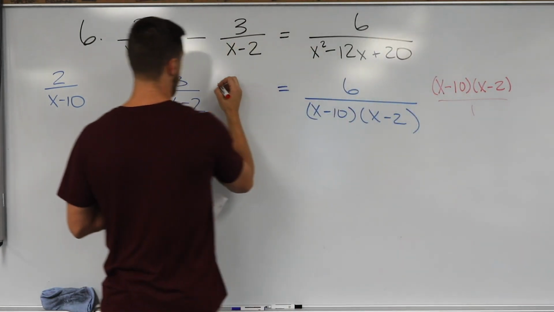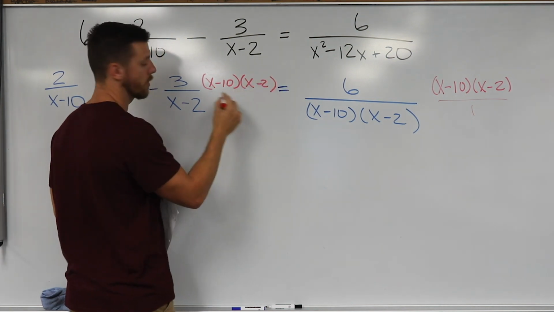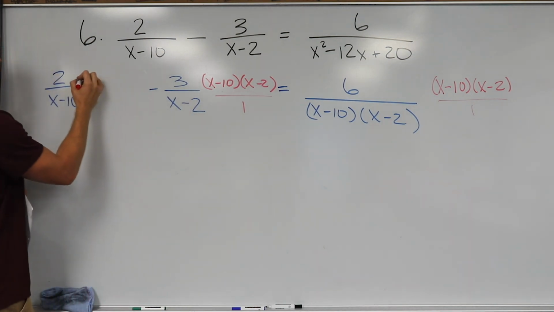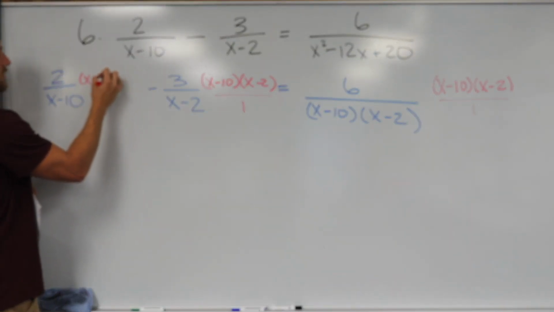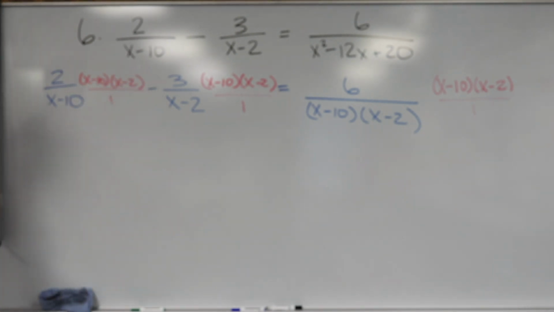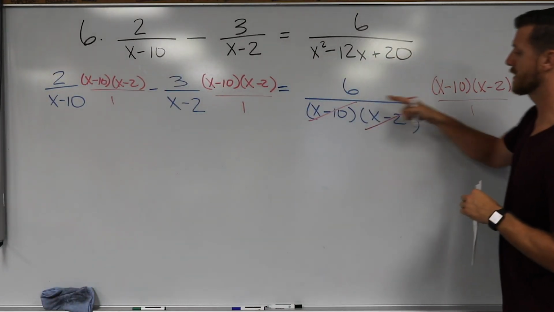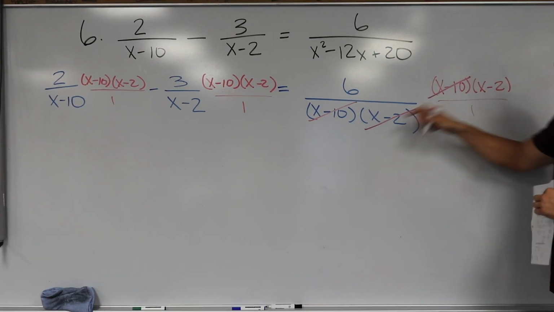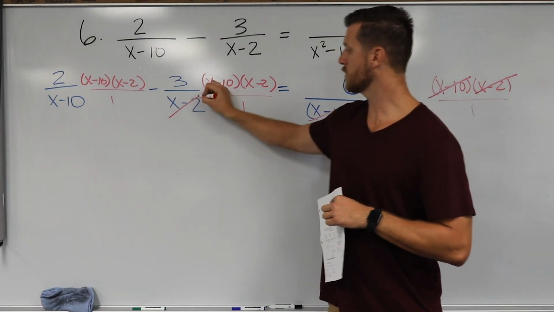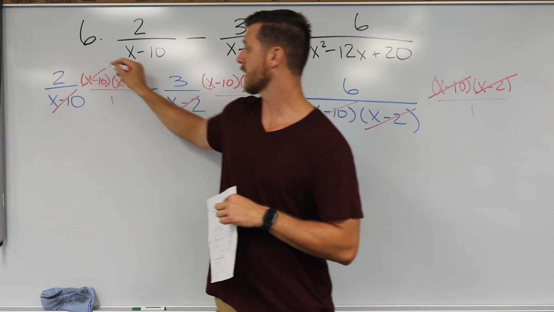Meaning, I have to say x minus 10 times x minus 2. If you want to put over 1, put over 1. Just understand that you're only multiplying the numerators together. And then you have to do it to this term too, because this is another term. If you want to put over 1, that's fine. So not only do these cancel, because x minus 10 cancels out with x minus 10 and x minus 2 cancels out with x minus 2, but here, not everything cancels. X minus 2 does cancel out with this x minus 2. That's a good thing. X minus 10 cancels out with that x minus 10.